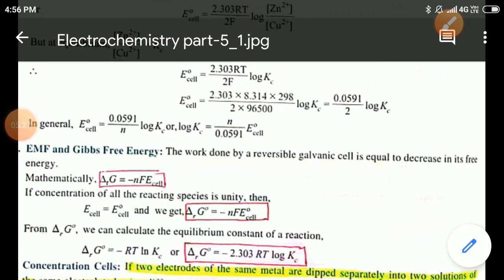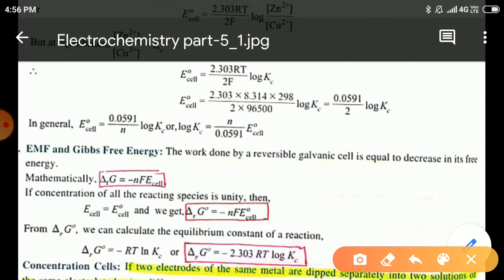Now, electromotive force and Gibbs free energy. The work done by a reversible galvanic cell is equal to the decrease in its free energy. So mathematically, the change in Gibbs free energy of the reaction is equal to minus nFE. Here n is the number of transferred electrons, F is the Faraday constant, and E cell is the cell potential.